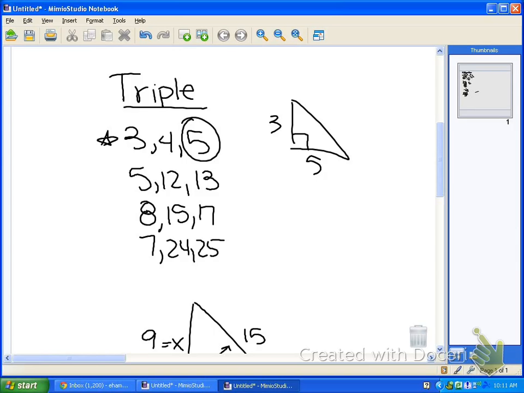A lot of times we don't see that as clearly as when we just memorize these, but if you had 6, 8, and 10, that's also technically a triple because they're all whole numbers. But we just multiply each one by 2.